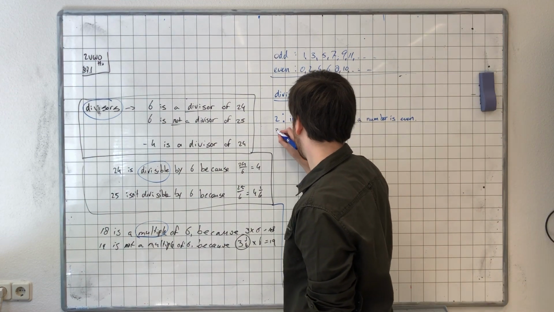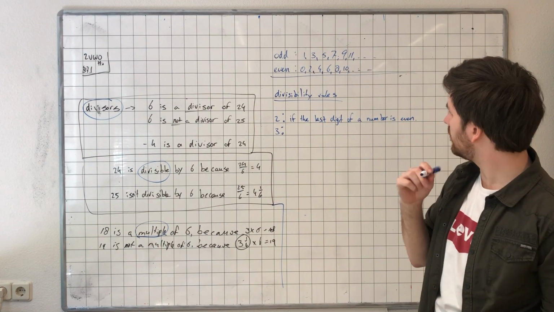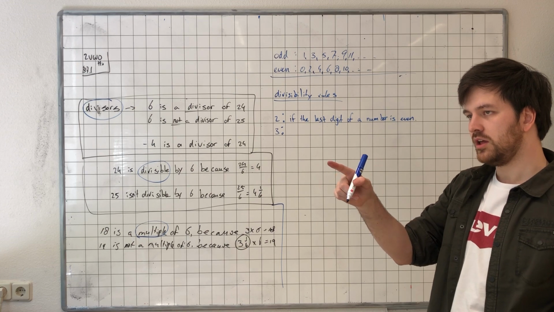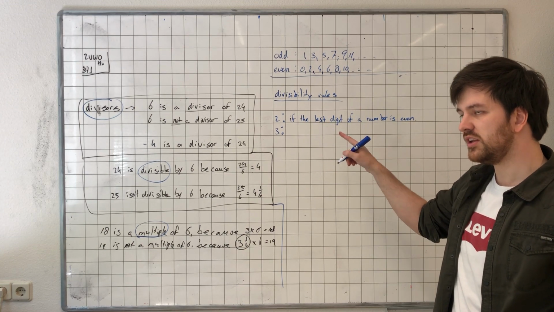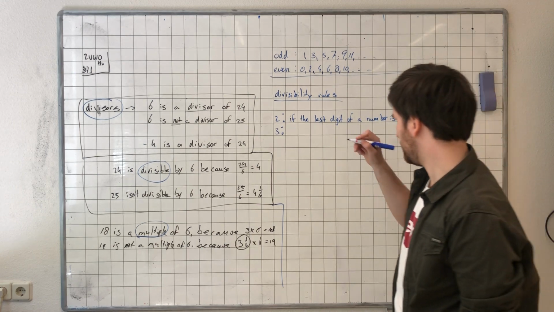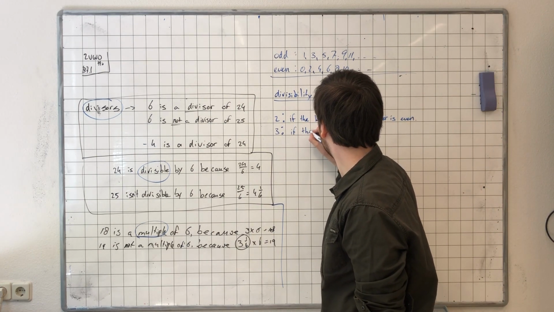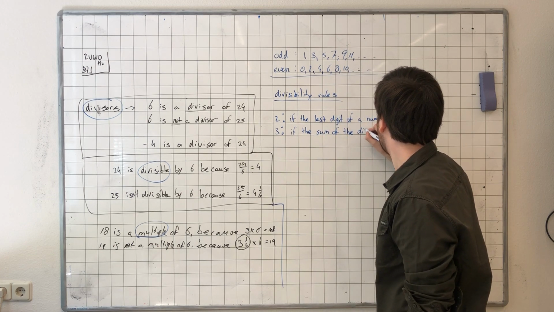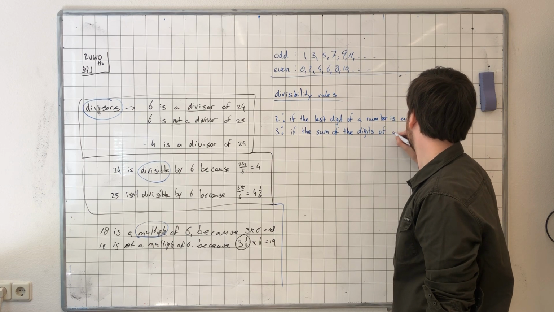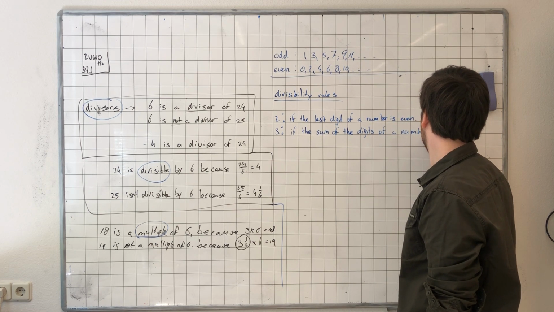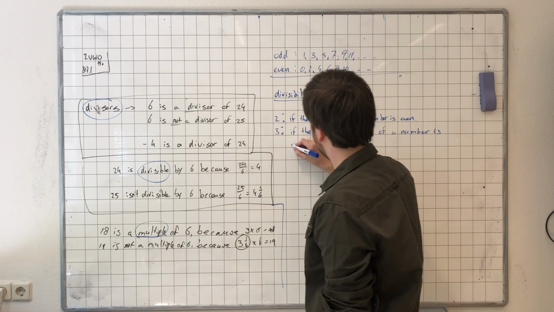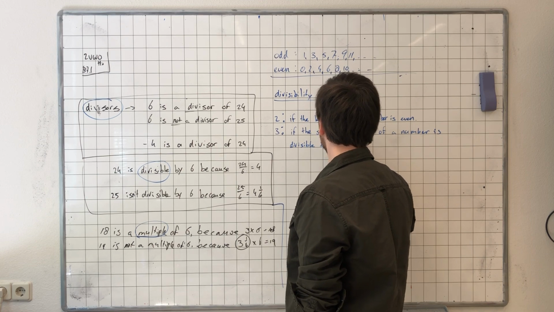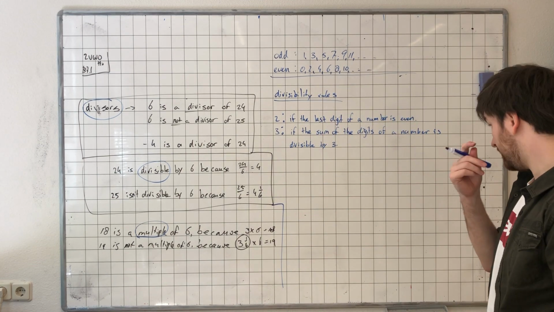For 3, this rule is a little bit more complex. You're looking at the sum of the digits of a number, and if that is divisible by 3, then the number itself is also divisible by 3. If the sum of the digits of a number is divisible by 3, then the number itself is also divisible by 3.